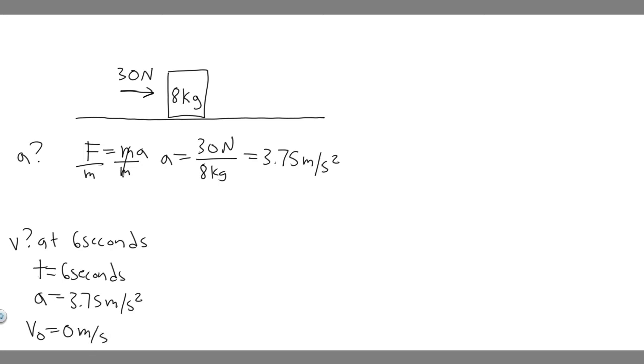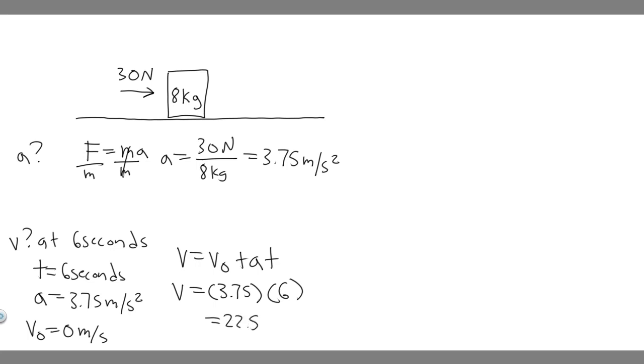So what should this tell you? We're going to use kinematics to solve this, and you should be pretty good at that by now. We have t, we have a, and we have v sub 0, and we're trying to find v at this time. So v equals v sub 0 plus a times t, which is one of the kinematic equations. We plug in v sub 0, a, and t. v sub 0 is 0, so we don't have to add it. We just multiply the acceleration, 3.75, by the time, 6. So 3.75 times 6 gives you 22.5.